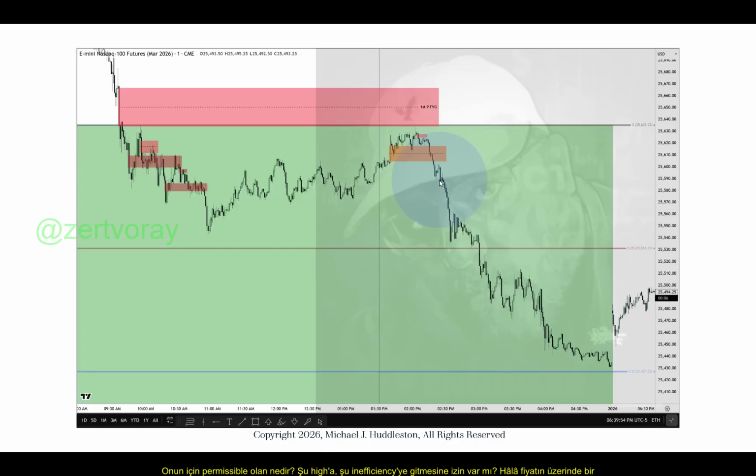Cast forth a vision. Where is price at now? What is it permissible? Is it allowed to go to this high, to this inefficiency? Is it working in the upper half of an inefficiency above price while still being bearish? Is it respecting only the lower half of that? That's indicating bearishness. It's weak. It's going to send price lower. All these factors have to be weighed in the balance while you're doing it.